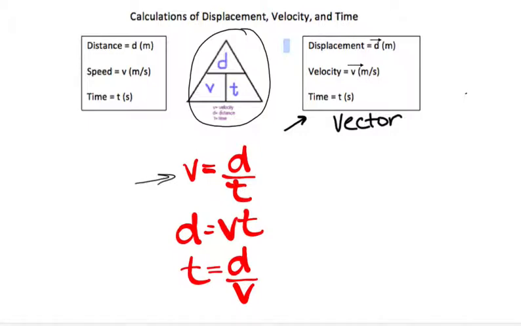And then if you cover up the d, because you need distance or displacement, and you're given speed or velocity and time, you multiply velocity times time to get it. And then if you need time, using distance and velocity, you have to divide the distance by velocity. So that's just kind of a review.